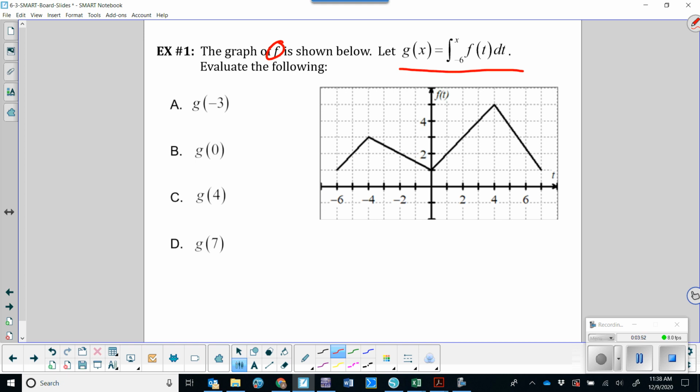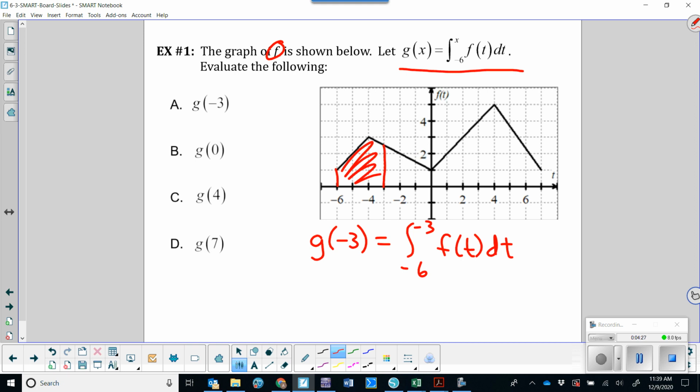So we want to figure out what is g of -3. Well, we need to figure out what g of -3 means. The definition of g of x is the integral from -6 to x, and my x is -3, of f of t dt. That means I want to find the area under the curve, because this is above the axis, from -6 to -3. So this first one is to find this right here.